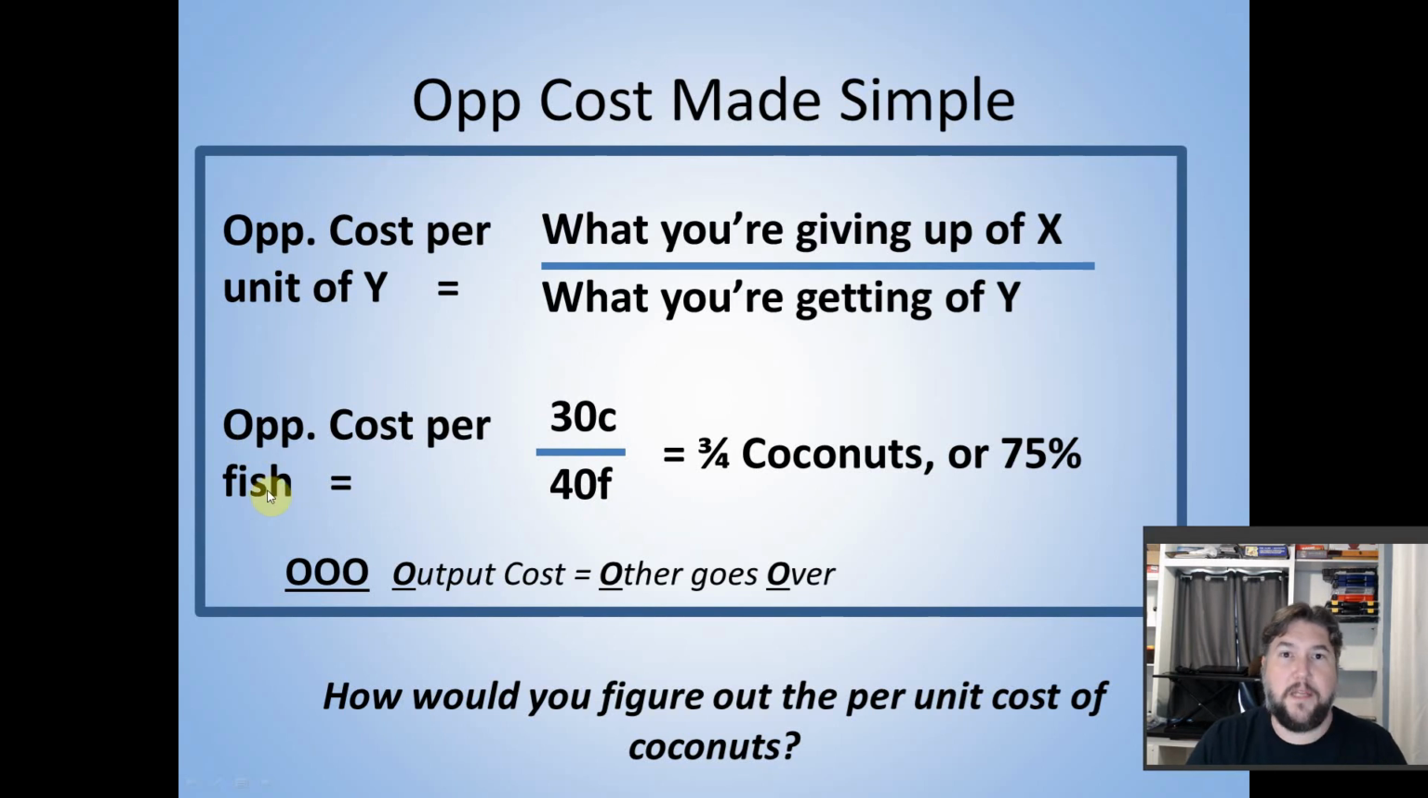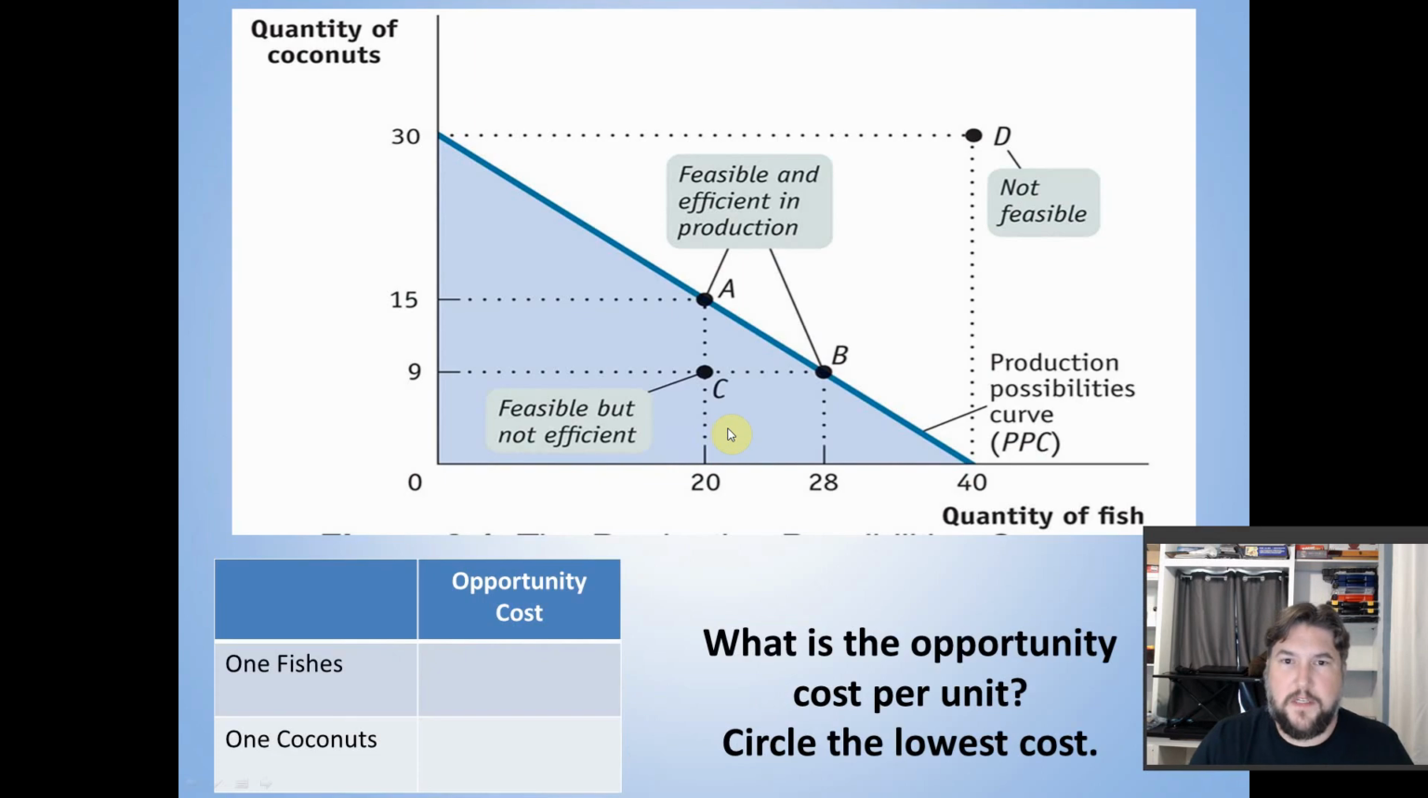So if we're trying to understand the opportunity cost per fish, well, the other goes over. So fish will be our denominator here. It'll be on the bottom. And then on top, we put the other thing, which is coconuts. So 30 over 40. So we know, for example, that if we could get 30 coconuts or 40 fish, then for every single fish, it should be 3/4 or 75%. Let's look into this and see if it makes sense.